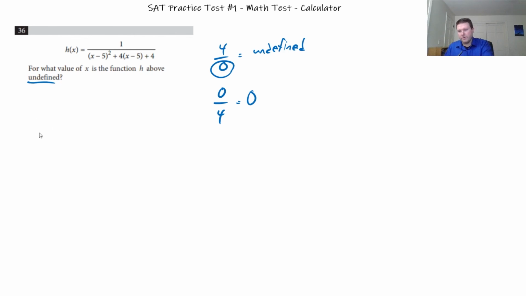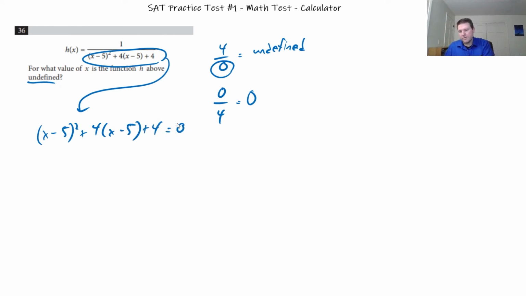So if you look at this, the whole denominator is what cannot equal 0. So what you're going to do is set it equal to 0 to see what value of x would cause the denominator to be 0. The easiest way to go about this, there is a shortcut which I'll explain a little later, but you just FOIL this out and then distribute this. So that's going to make 4x minus 20.